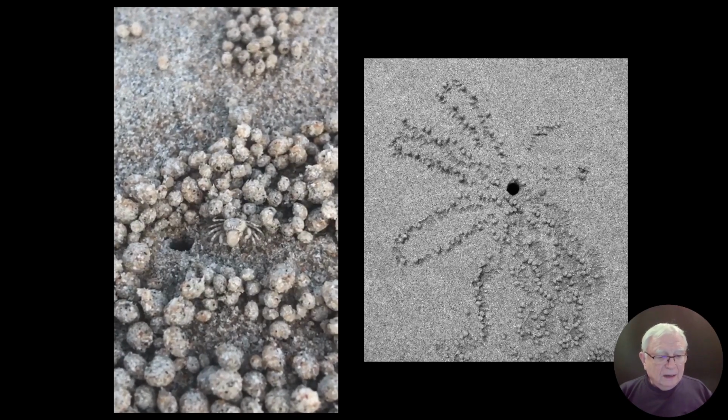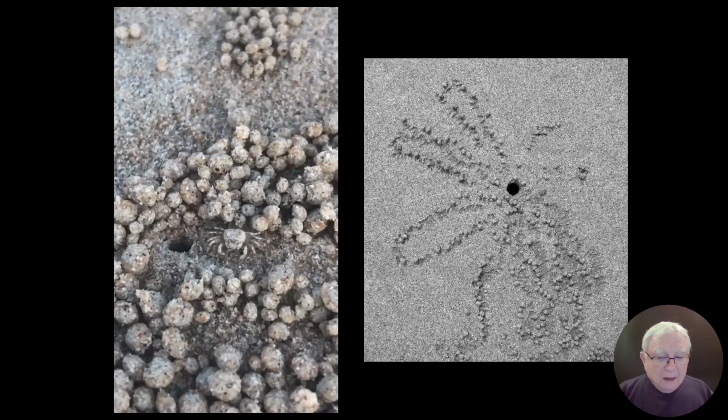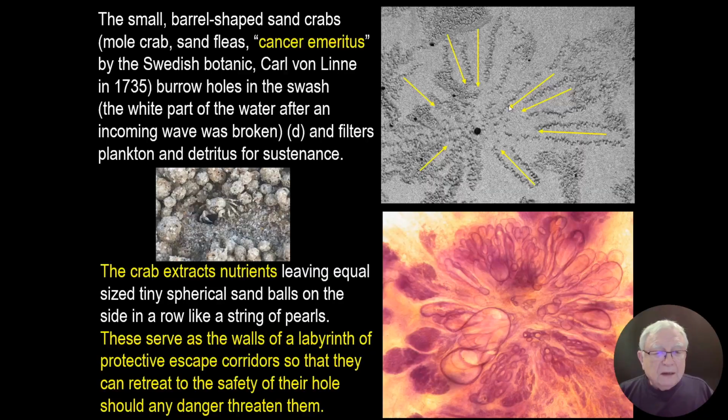I understand that. He has to survive. That's fine. But how come that he produces this pattern? Please read this. Once upon a time, 1735, the Swedish famous botanist Carl von Linné called it Cancer emeritus. It's a mole crab that burrows a hole in the swash, that is the white part of the water after the incoming wave was broken, and filters plankton detritus to survive. And then he produces these equal-sized balls and makes this pattern.